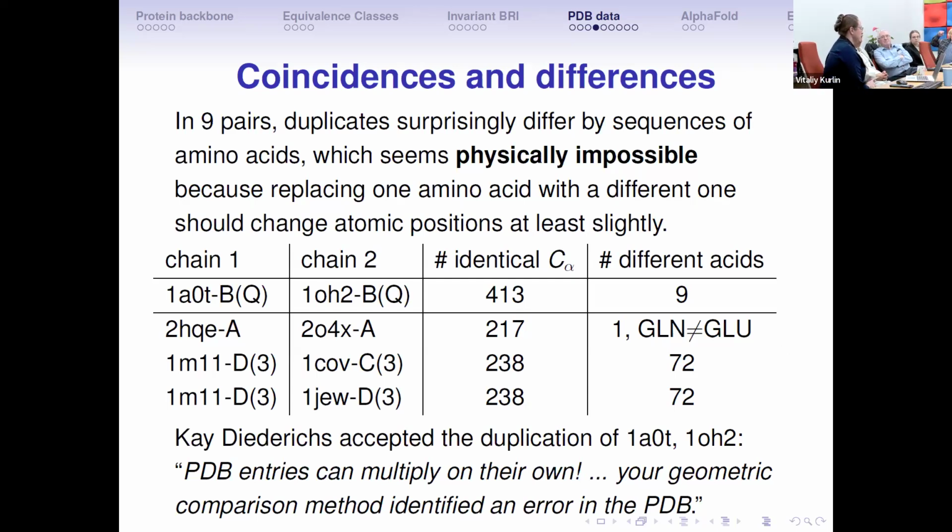Just one residue is different, but the coordinates are the same. Well, okay, mutation happens. Does it really mean that the experimental structure will have exactly the same coordinates? Well, not sure. And those two are also interesting. Well, the length is modest, but the number of different amino acids is quite striking. So why do they coincide?